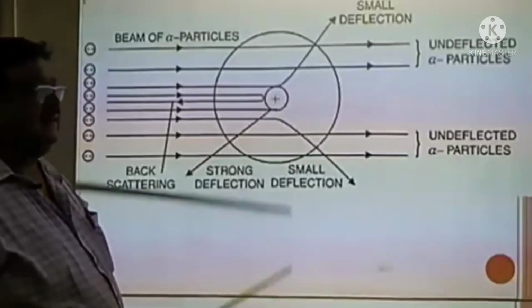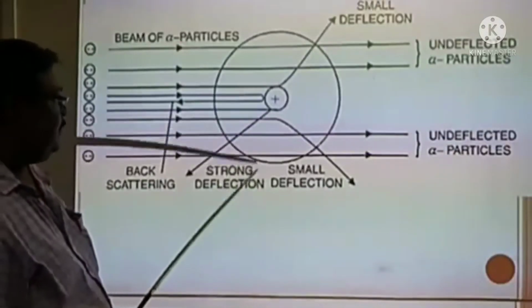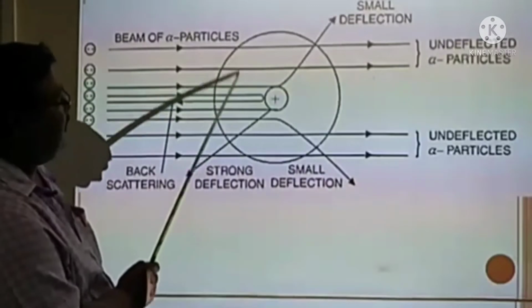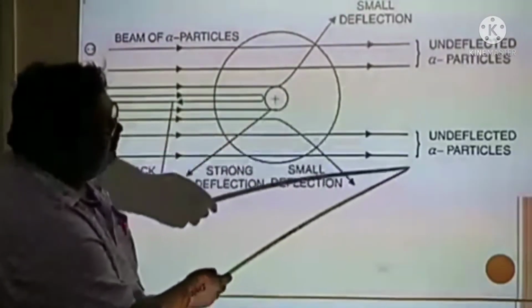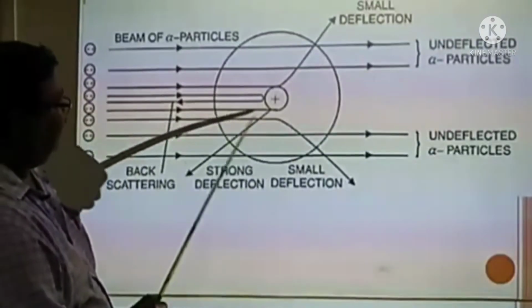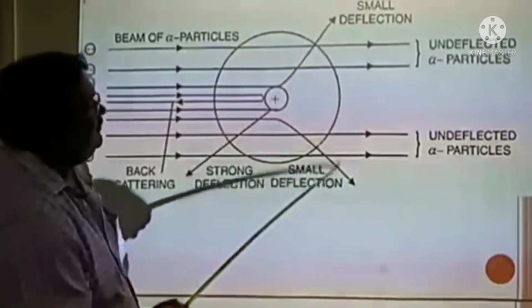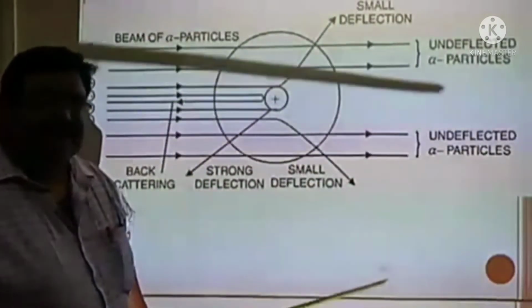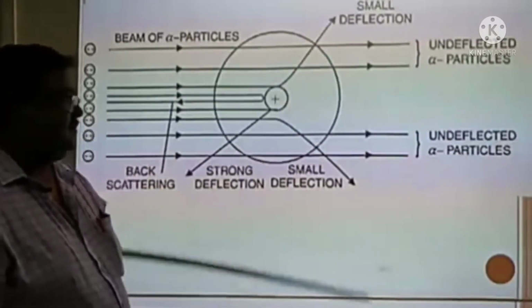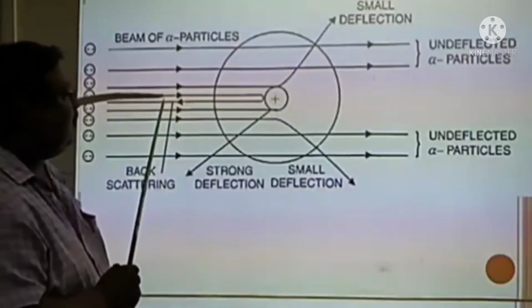Pictorially, we can represent the atomic model according to Rutherford's gold foil experiment. This is the gold foil, and most of the alpha particles pass straight through the gold foil without any deflection. The second observation was that a very few alpha particles were found to be deflected from their normal paths with small deflections. And very few alpha particles, 1 out of 10,000, are returning back almost 180 degrees.